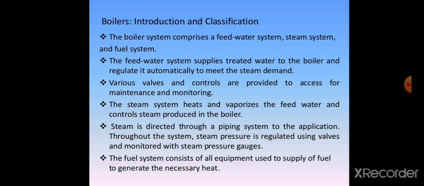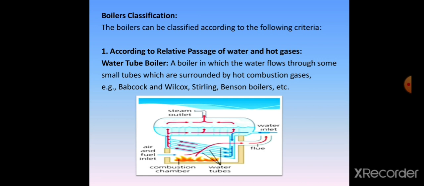Now about the classification of boilers. Classification first based on the relative passage of water and hot gases. The first one is the water tube boiler. In a water tube boiler, as the name indicates, water flows inside the tubes, and the tubes are surrounded with hot flue gases. They are getting heat from the hot flue gases and converting water into steam, and this steam will be converted into superheated steam and supplied to the locations. So the diagram is clearly showing here how this is happening.